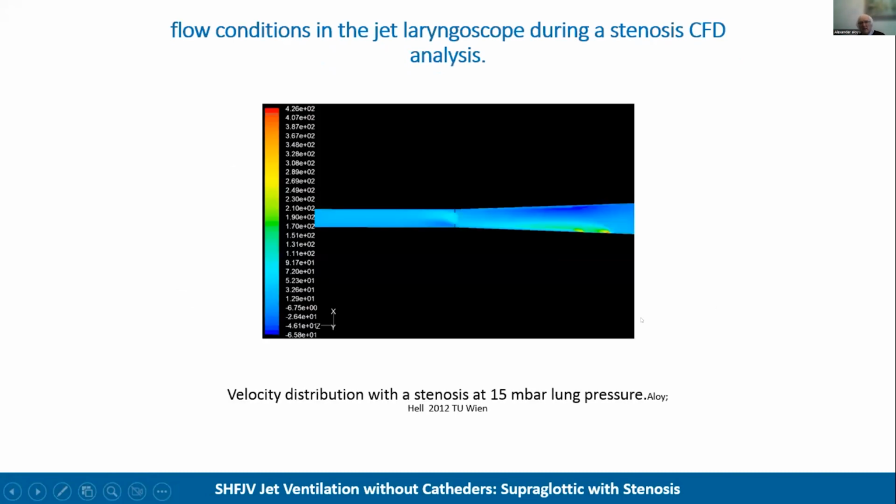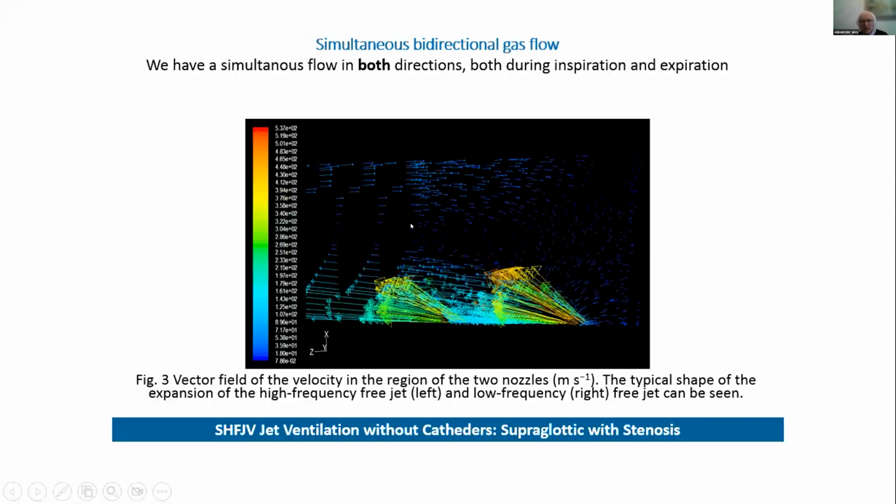Here you can see the flow conditions in the jet laryngoscope during a stenosis. You can see here the stenosis. Here is a high velocity at the nostrils, and then the velocity decreases. This is the velocity distribution. And here you can see we have a simultaneous bidirectional gas flow. We have simultaneous flow in both directions, both during inspiration and during expiration. This to the left is inspiration, to the right is the expiration.